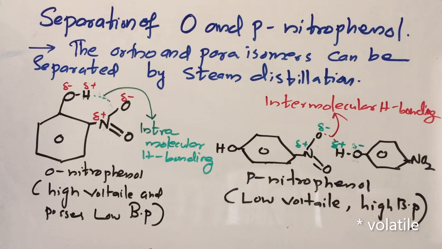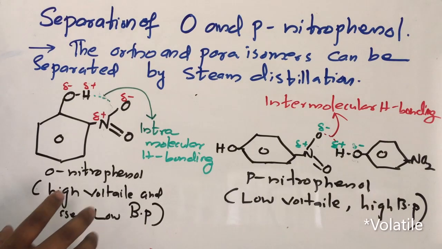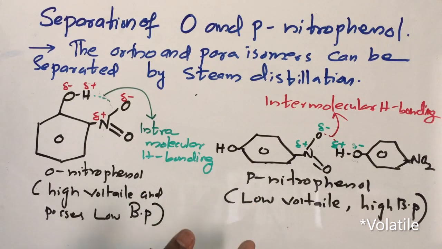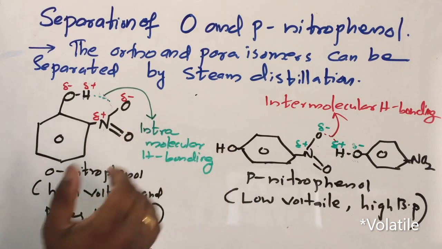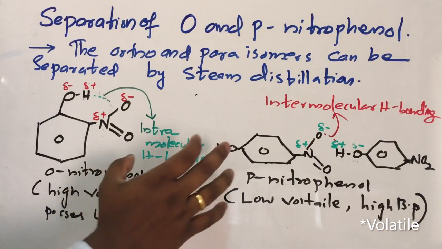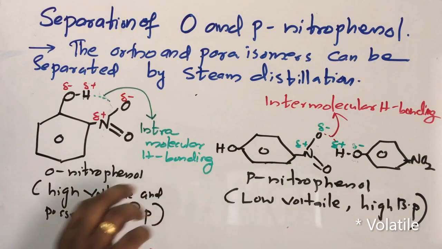We know that when phenol is treated with dilute nitric acid and sulfuric acid, it produces a mixture of ortho and para-nitrophenol. From this mixture, we can separate ortho and para-nitrophenol by using the steam distillation process. The boiling points of ortho-nitrophenol and para-nitrophenol are different due to the difference in hydrogen bonding, and that difference in boiling point can be used for separation by the distillation method. Now let's discuss why the boiling point is different.